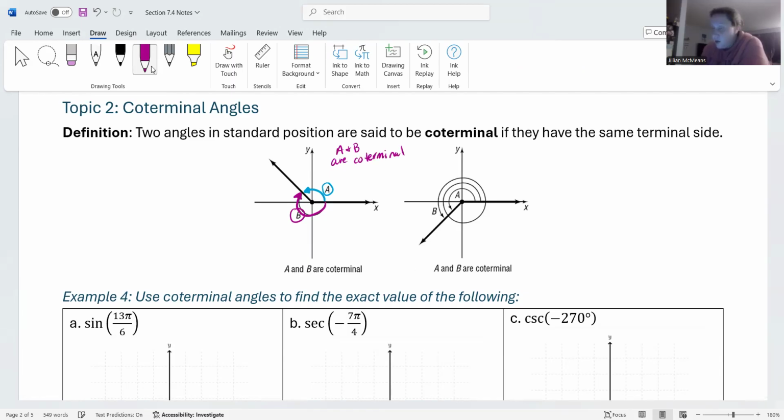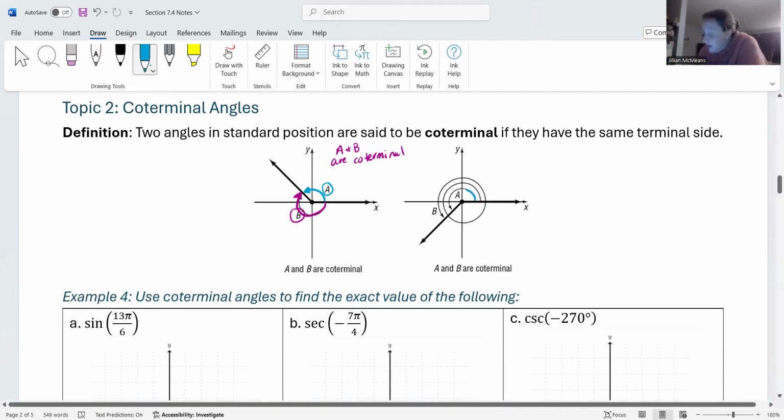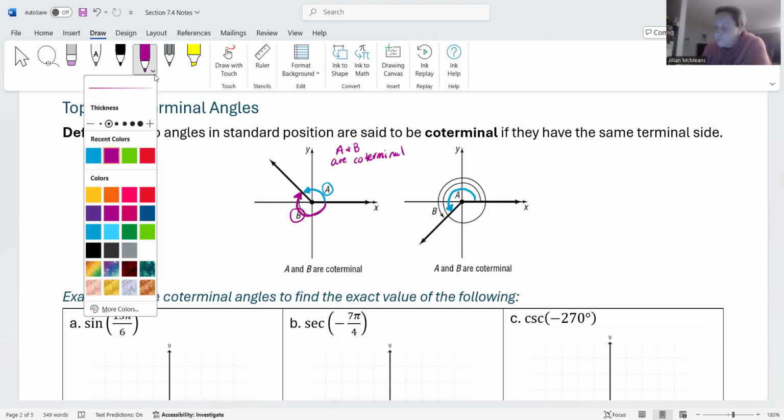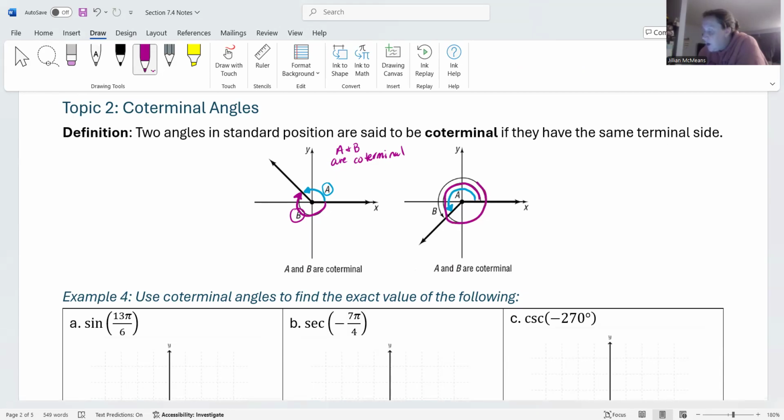Now, the other picture we have, let's go back to blue. We have this angle right here in blue. So that's angle A, some positive angle. And then let's look at angle B. Angle B sweeps around and does a full revolution and then keeps going and does even more. And it ends on the same terminal side as A. So angles A and B are coterminal. They share a terminal side. So that's the definition of coterminal angles.